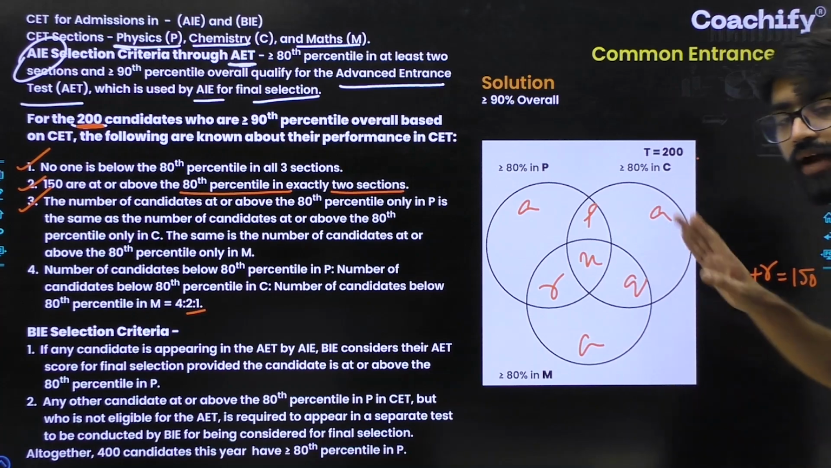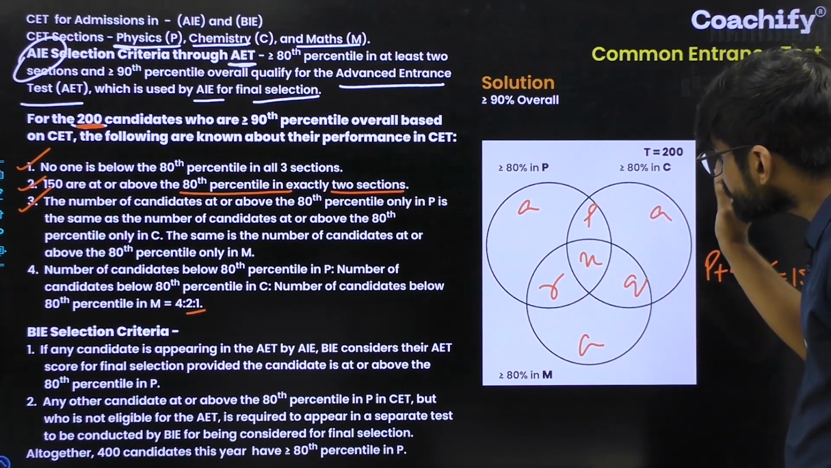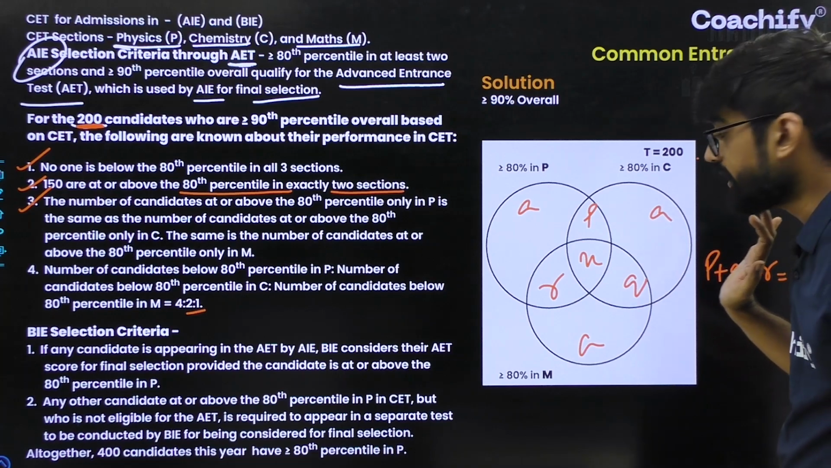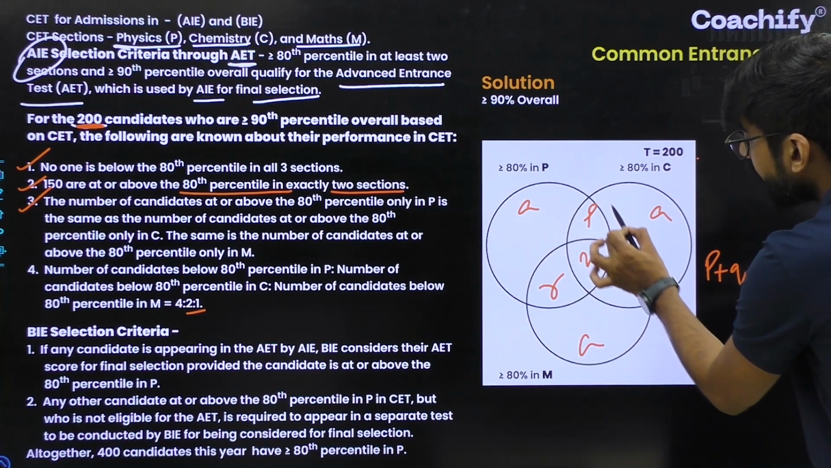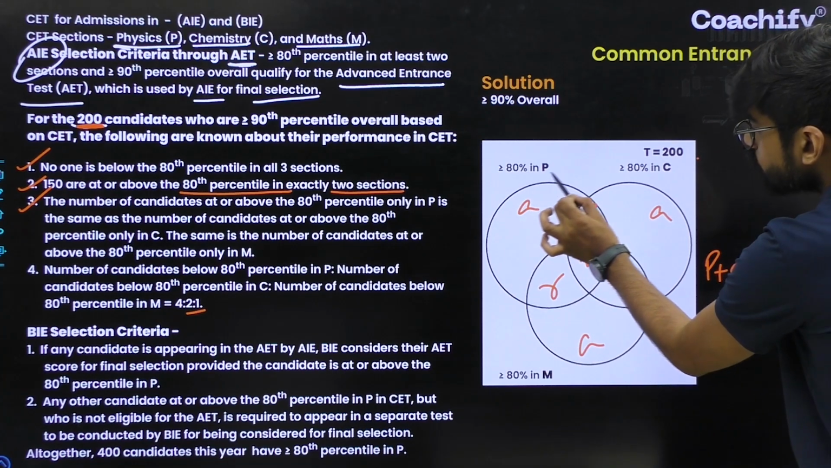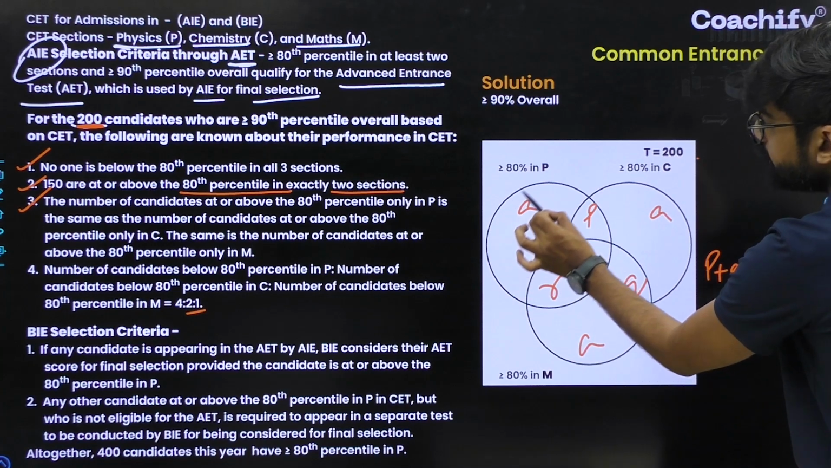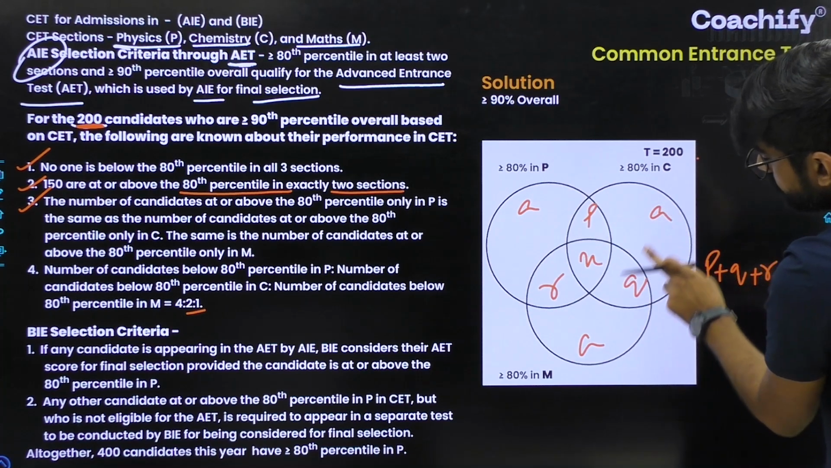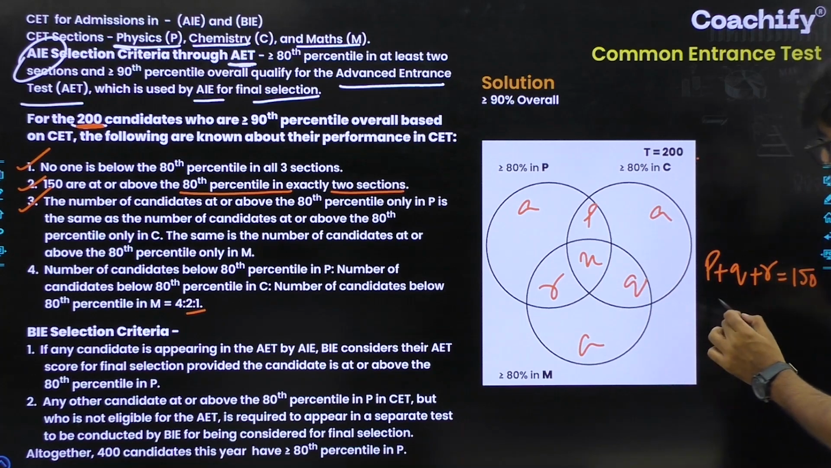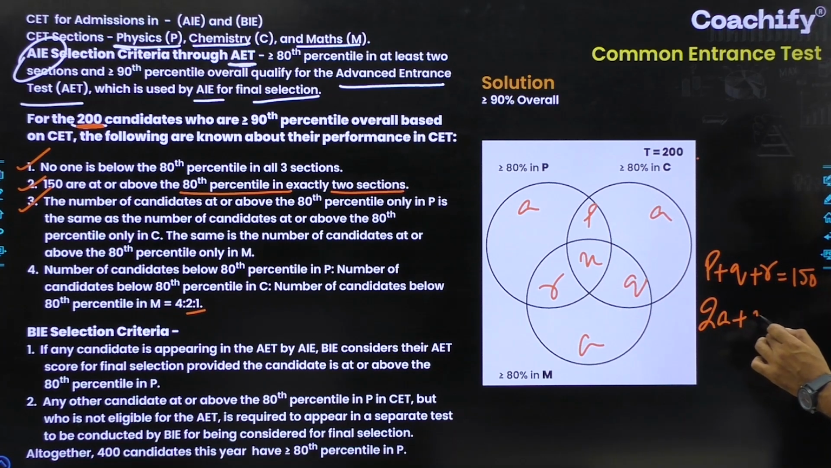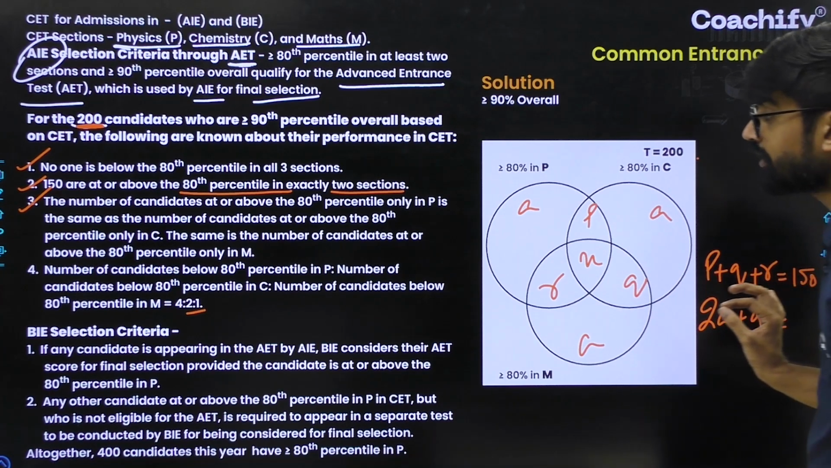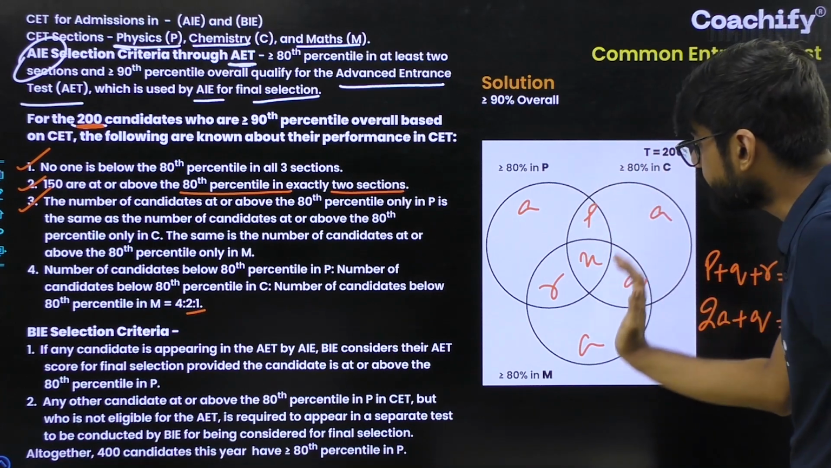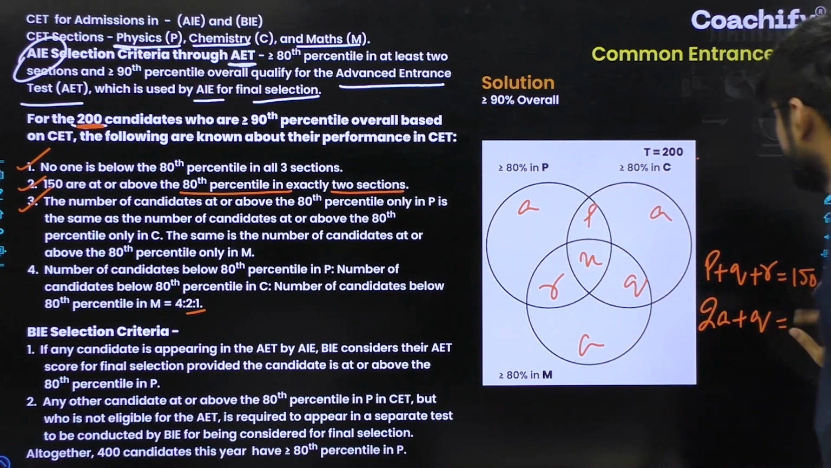Okay. Now we have to think. कौन से candidates हैं जिनका percentile 80 से below है, right? So these are all the candidates who are scoring at least 80 percentile in P. So अगर इसको पूरा हटा देते हैं तो कितना बचता है ये. So these are the candidates who are not scoring 80 percentile in P minimum, right? These are the candidates who are scoring below 80 percentile in P.